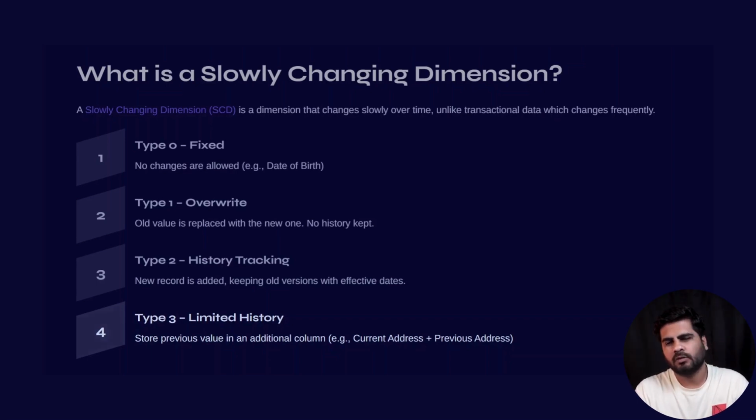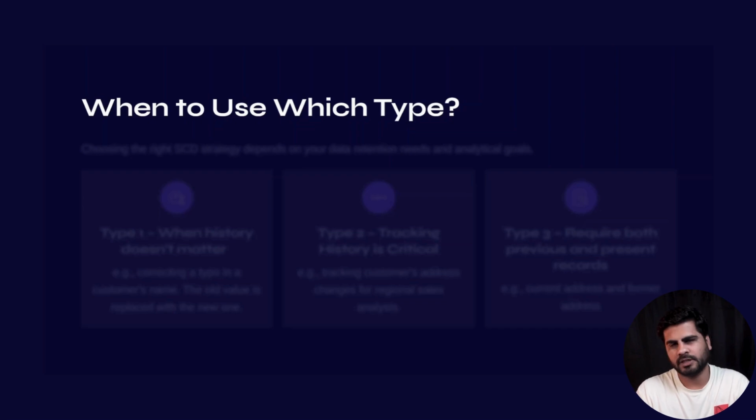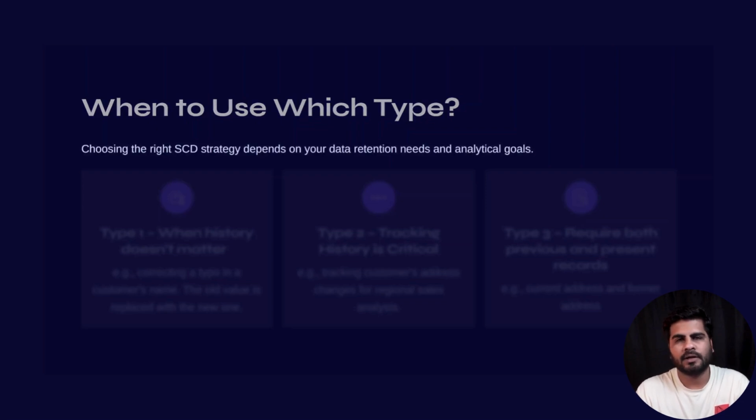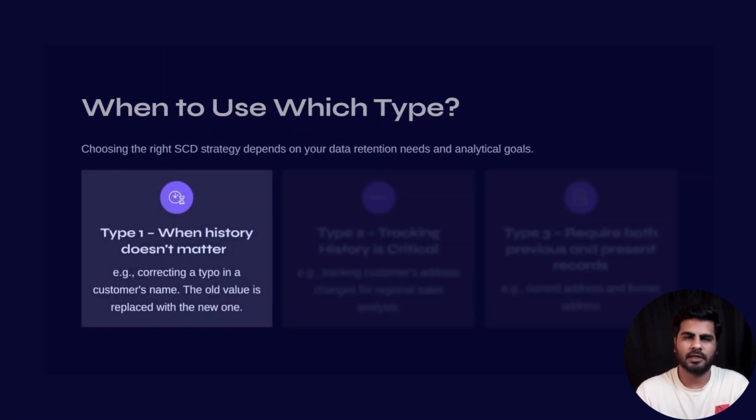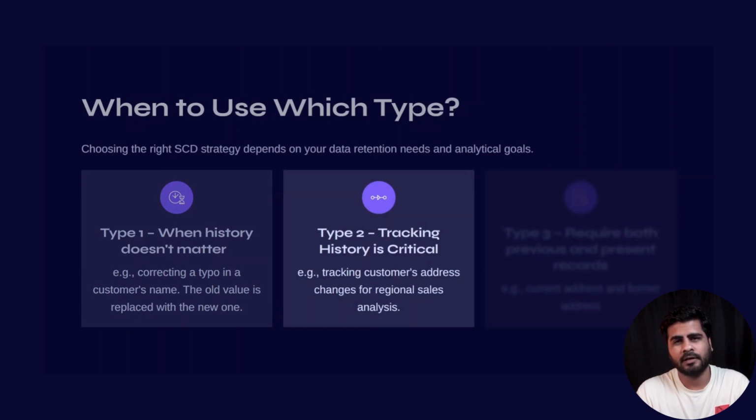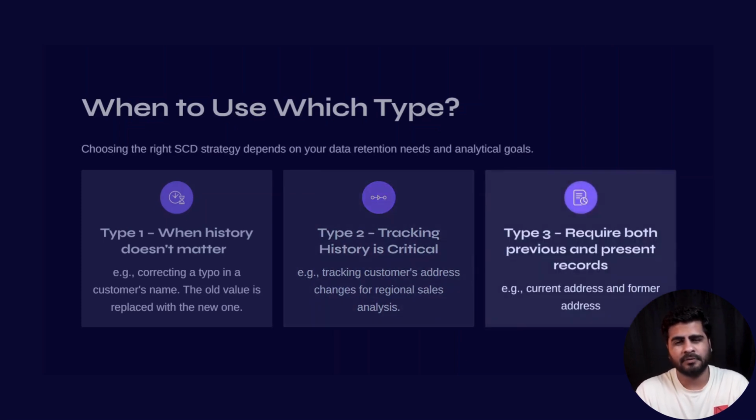So a very natural question arises: when to use which SCD type? Well, it depends on the business case. For data that does not require history tracking, you can use SCD type 1. For data that requires historical tracking, you use SCD type 2. And for data where you require both the previous state and the latest state, you use SCD type 3.